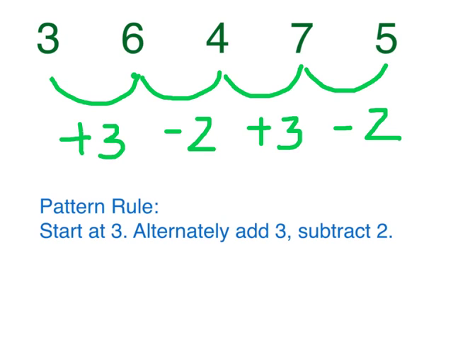So our pattern rule states to start at 3, and alternately. That word means that we alternate, which means we do one thing and then we do another thing and then we go back and forth. So alternately we add 3 and we subtract 2. So we take turns adding 3, subtracting 2, adding 3, subtracting 2, and so forth.